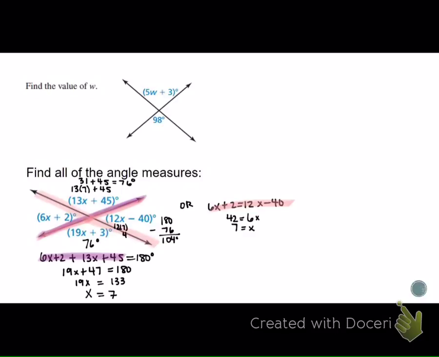If I do 12 times 7, that's 84. I did something wrong. What did I do wrong here? What's 13 times 7? I obviously didn't multiply correctly. That should have been 91. That makes more sense. Sorry, guys. So that should be 91. 91 plus 45 is 136, right? So we can do 180 minus 136. So is that 44 degrees then? Yes. Okay. So that one's 44 degrees and this one's 44 degrees.